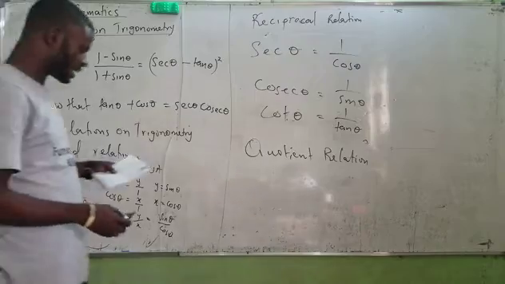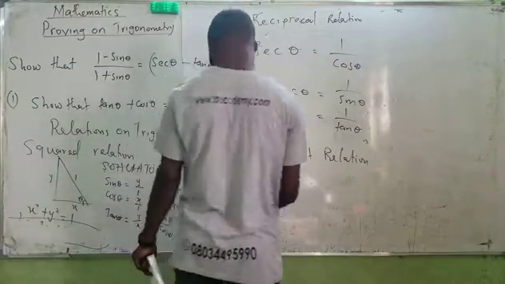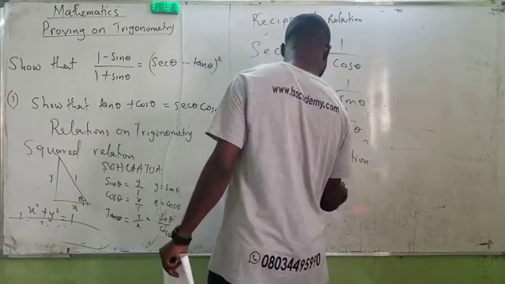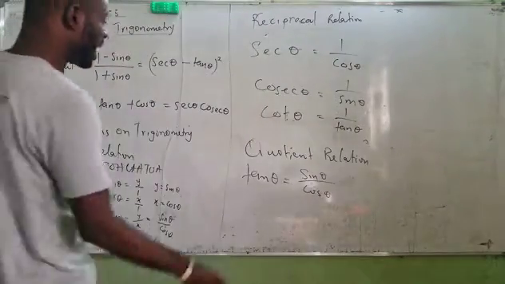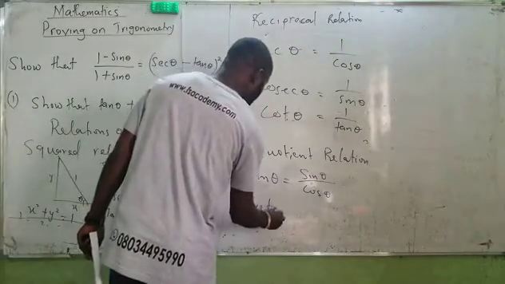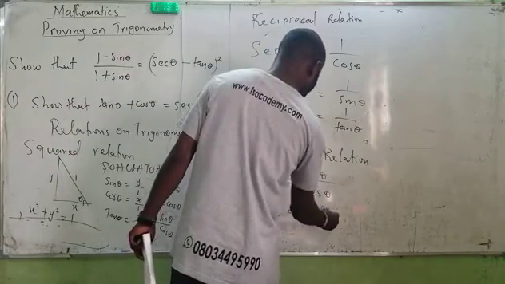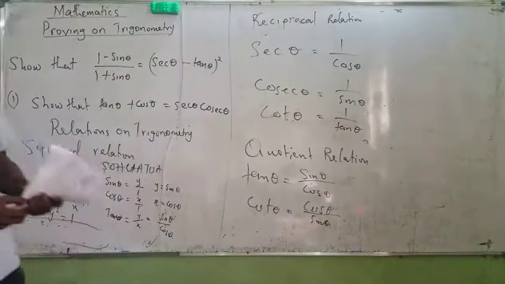Number one, don't forget that my tan theta equals what? Quotient is talking about division. Sine theta all over cos theta. Now, that is quotient. And also, I can say that my cot theta can be equal to cos theta all over sine theta. All these are known as quotient relations.